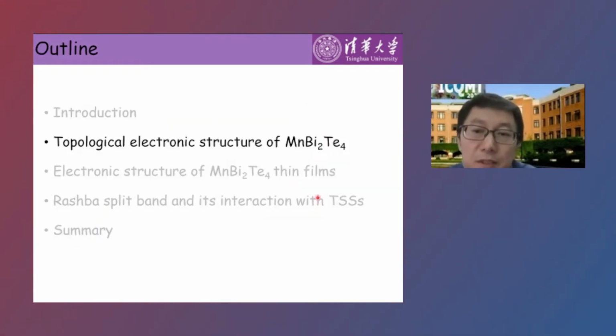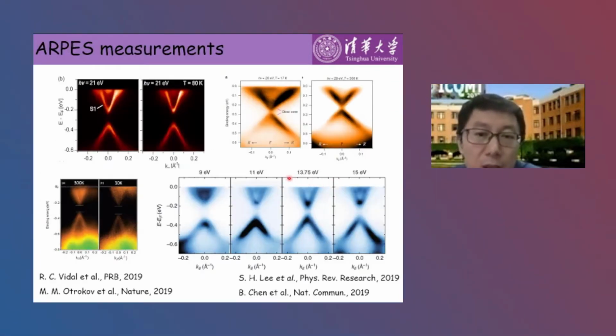We used the ARPES to study the electronic structure of bulk manganese bismuth telluride. Actually, shortly after the theoretical prediction, many ARPES results have been presented to show its basic electronic structure. Experiments using synchrotron radiation show a large gap ranging from 50 millielectron volt to 200 millielectron volt, which depends on the photon energy used in the ARPES experiments. This suggests that the measured band gap may be from the bulk bands.